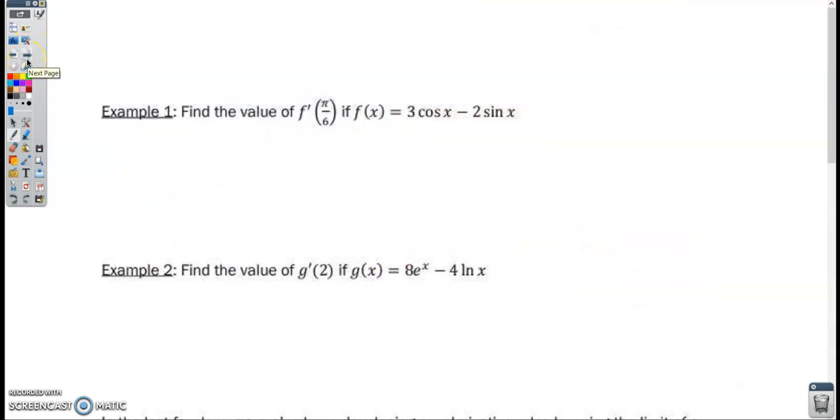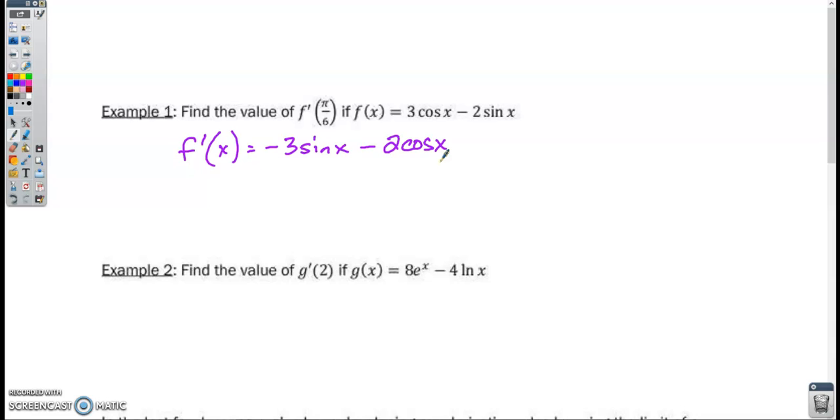Example 1: find the value of f prime of pi over 6 if f of x equals 3 cosine of x minus 2 sine of x. So we're just going to apply our derivative rules straightforward here. We're going to find f prime of x is equal to 3 times the derivative of cosine. The derivative of cosine is the opposite of sine, so 3 times the opposite of sine is negative 3 sine of x, minus constant multiple 2 times the derivative of sine of x. The derivative of sine of x is cosine of x. It's minus 2 cosine of x.